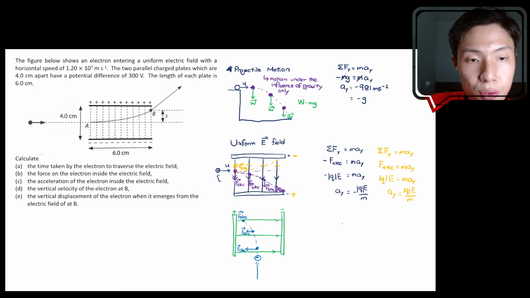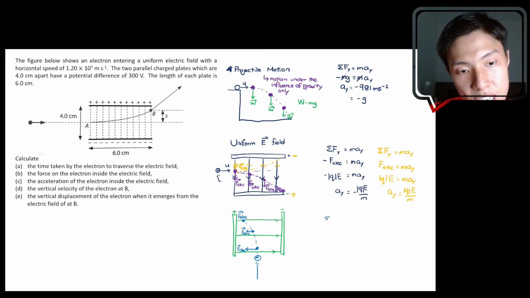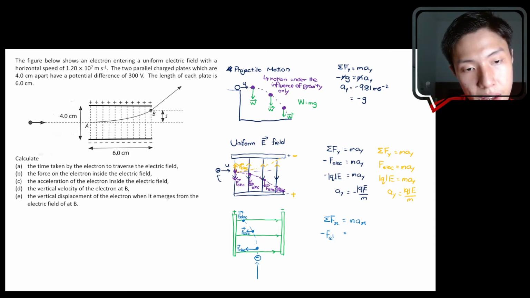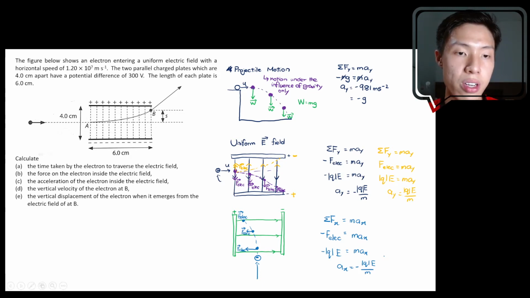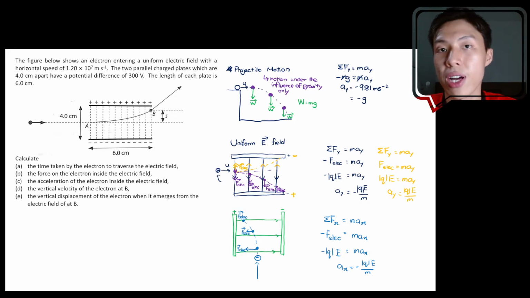So in that case, if you proceed to do your working, it will be the sum of Fx instead of the sum of Fy right now. So it will be max. This time it's going to the left. Left you treat as negative, so it will be negative F elect, which will be equal to max. And this one will be negative Q times E equals max. Then you get that ax is equal to negative of the absolute value of Q times E divided by the mass of the negative charge over here. So you have to react to the situation in order to determine the expression for acceleration.